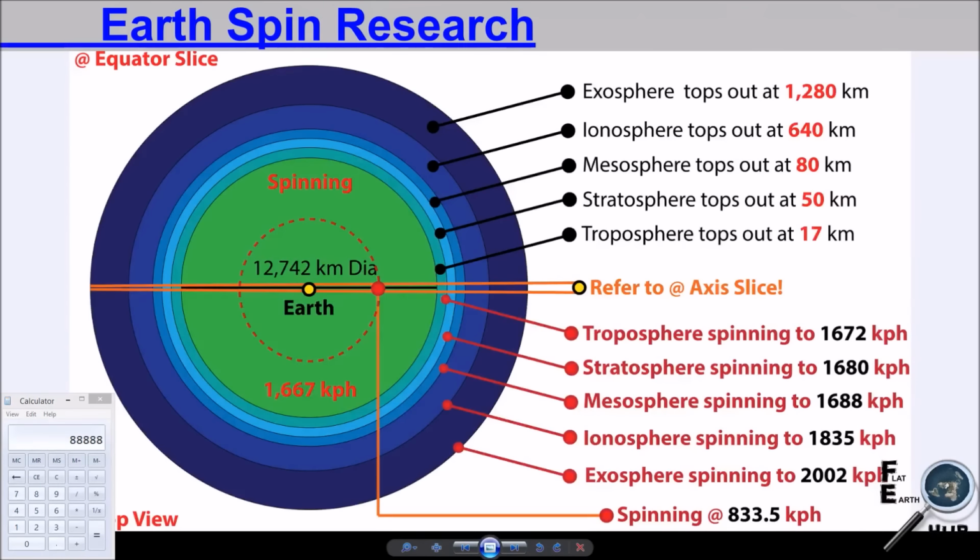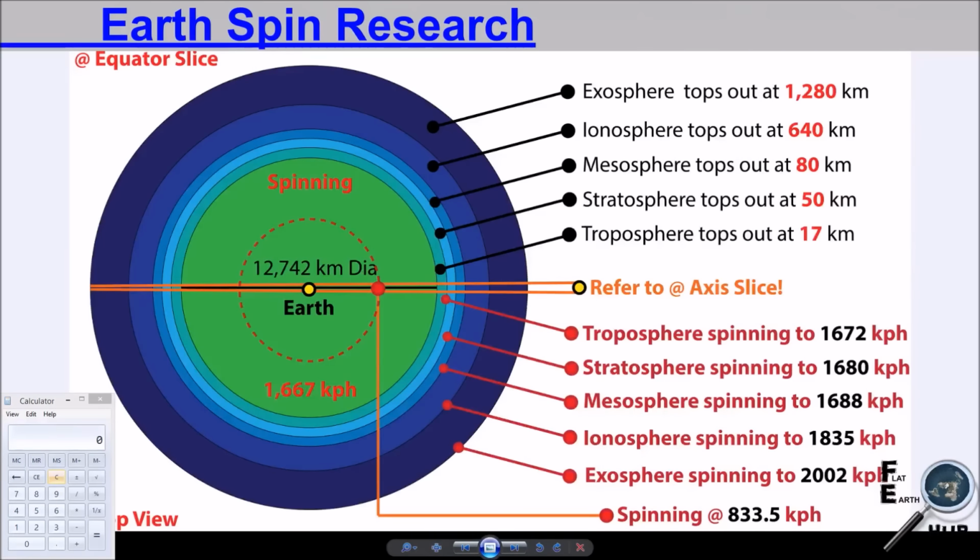So I'm going to use the 12,742 kilometer diameter, and the spin of the Earth at that diameter would be, on its surface, 1,667 kilometers per hour. So half of that, if we're going from the edge to the halfway of it, that's this dotted line in the center, we'd be looking over here, would be half that speed, because at the axis here, we'd be looking at 0. So that's 833.5 kilometers per hour.